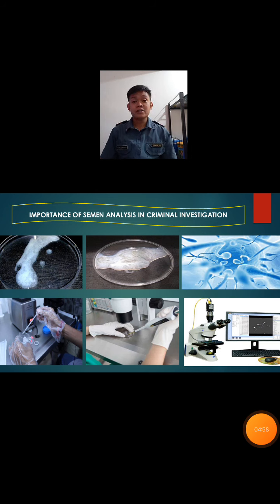And the presence of semen can be important to a crime scene investigation. The visual detection of semen can provide evidence. The genetic material present in the sperm can be analyzed and used as a genetic fingerprint to identify a suspect.